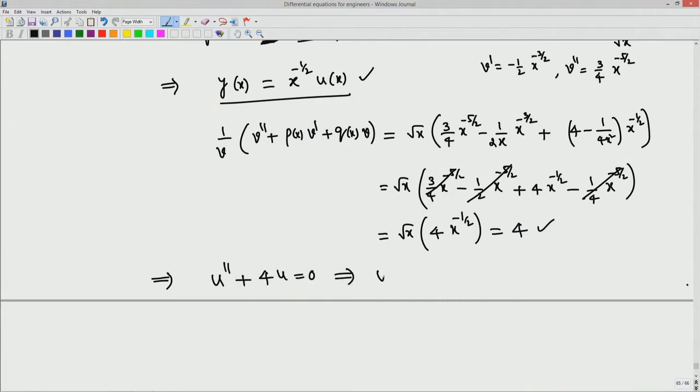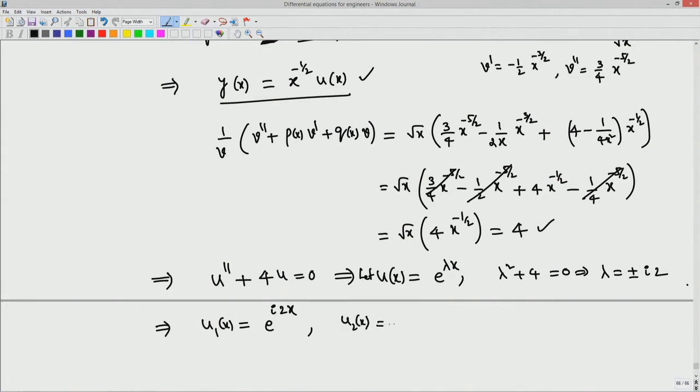So, this will give me the general solution of this equation. You will substitute u of x as e power lambda x. So, that will give me lambda square plus 4 equal to 0, that will give me lambda equal to plus or minus i 2. Okay. So, this implies u1 of x, one linearly independent solution, is e power i 2x. The other linearly independent solution, these are complex roots, they are different, so I will have e power minus i 2x. These are the two linearly independent solutions.